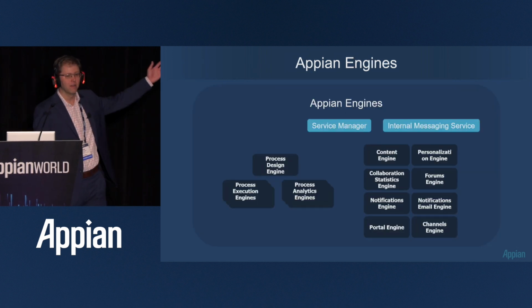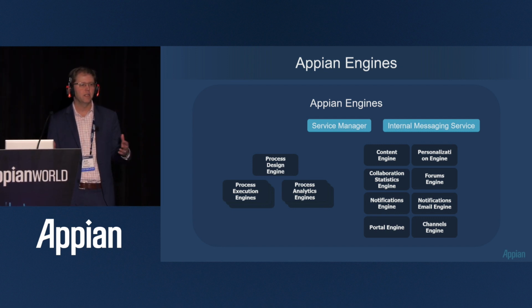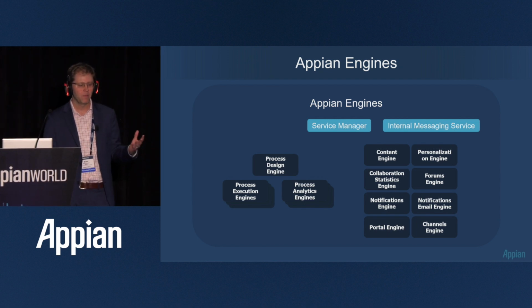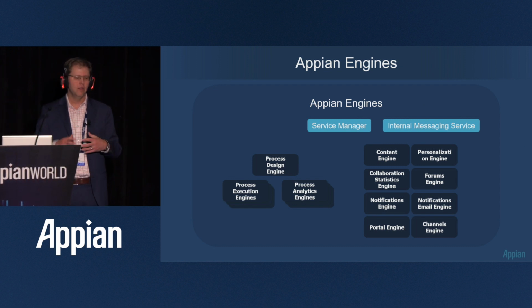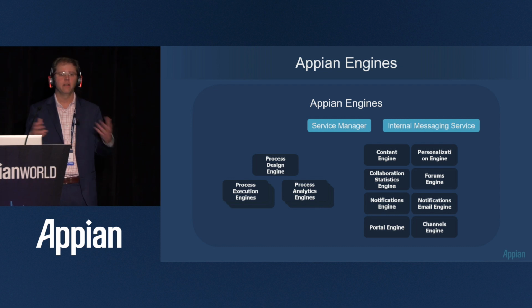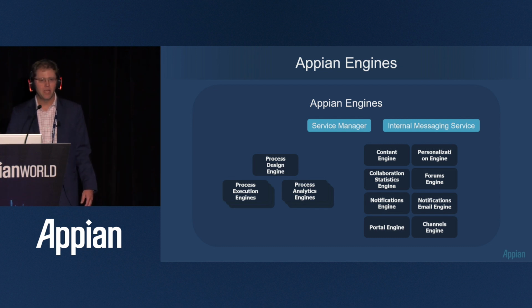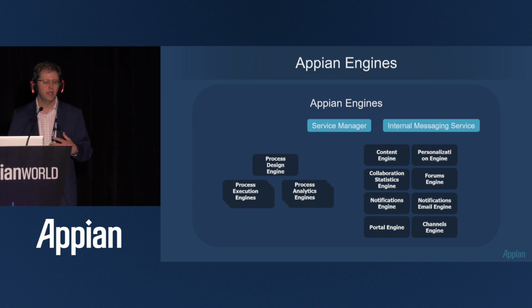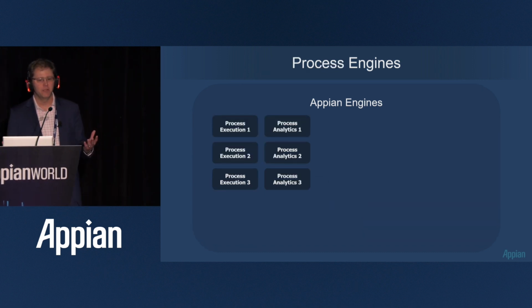Okay, so first I need to set a little context. This is a graphical depiction of one aspect of our software architecture. These are what we call the Appian Engines. And as you can see, we have a process design engine that handles the actual process model, and the execution engines and analytics engines handle the process execution and reporting. We have a bunch of other engines too that are all also key parts of running Appian, and they're handling different aspects. I'm not going to focus on those today. I'm going to focus on process execution and process analytics mostly.